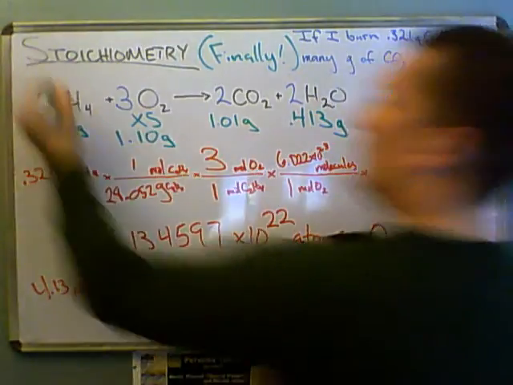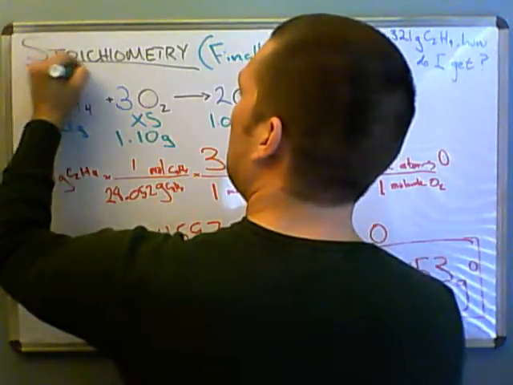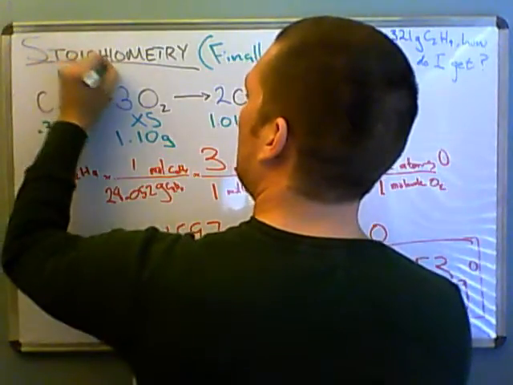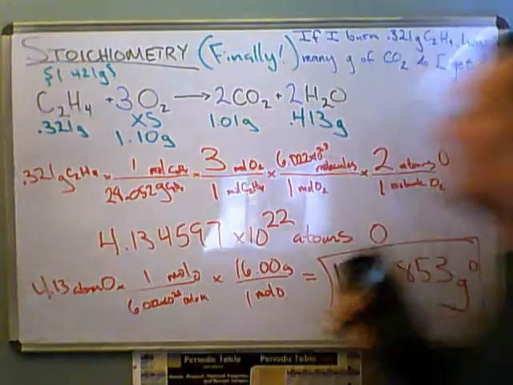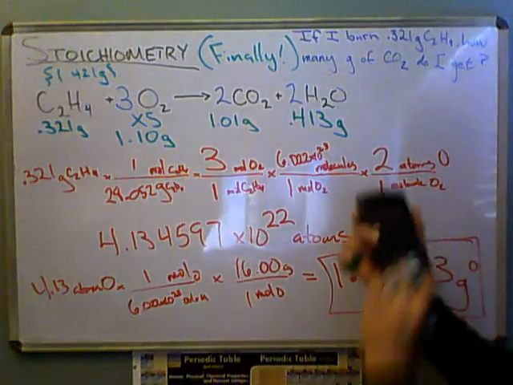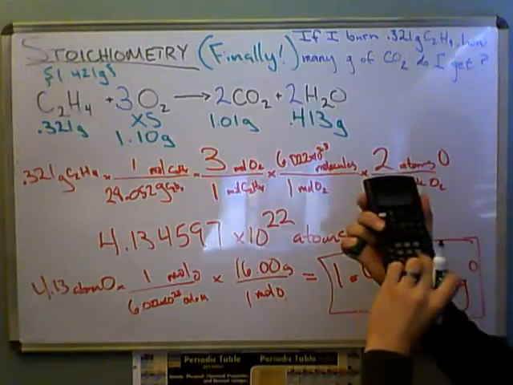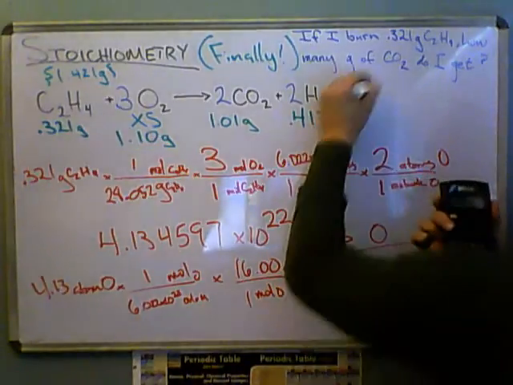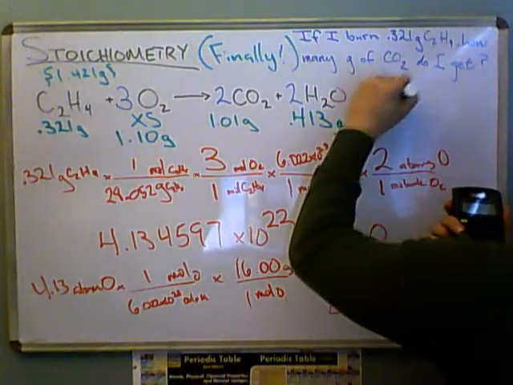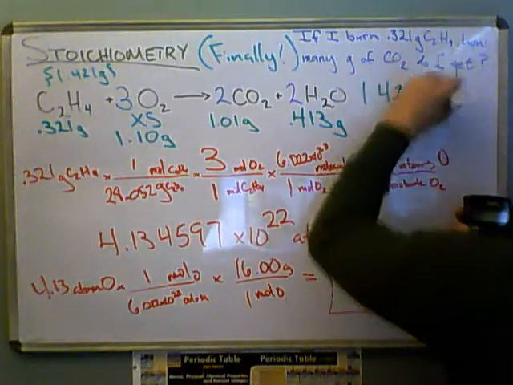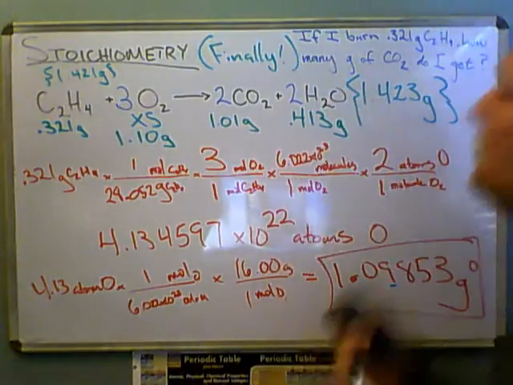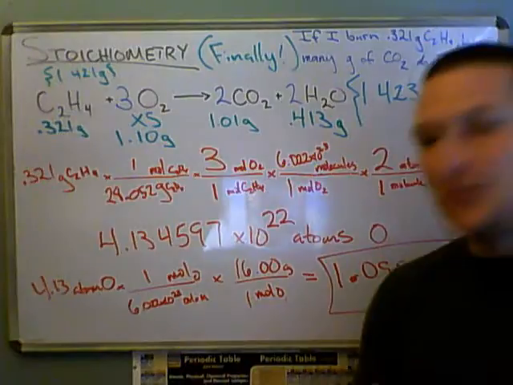So a total of 1.421 grams were used. And how many grams did I get out? 1.01 plus 0.413, 1.423 grams. Now, it doesn't seem to match up, does it? It's a little bit strange.